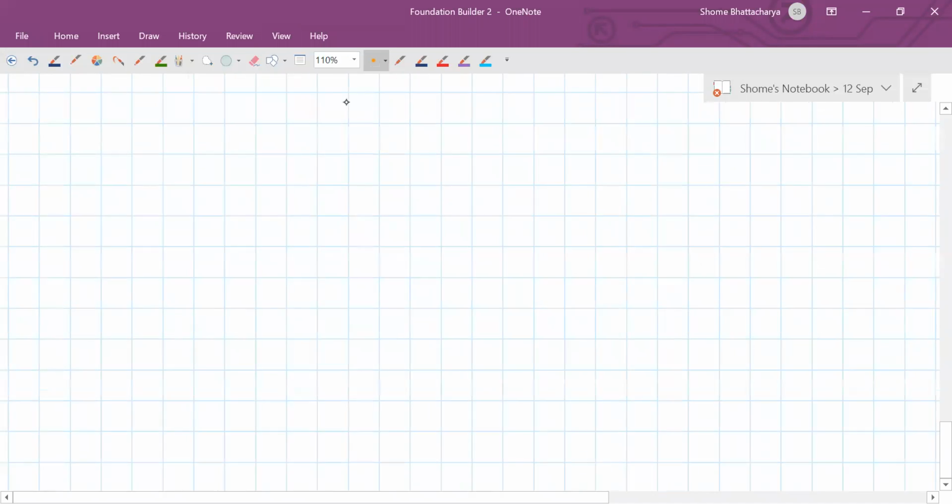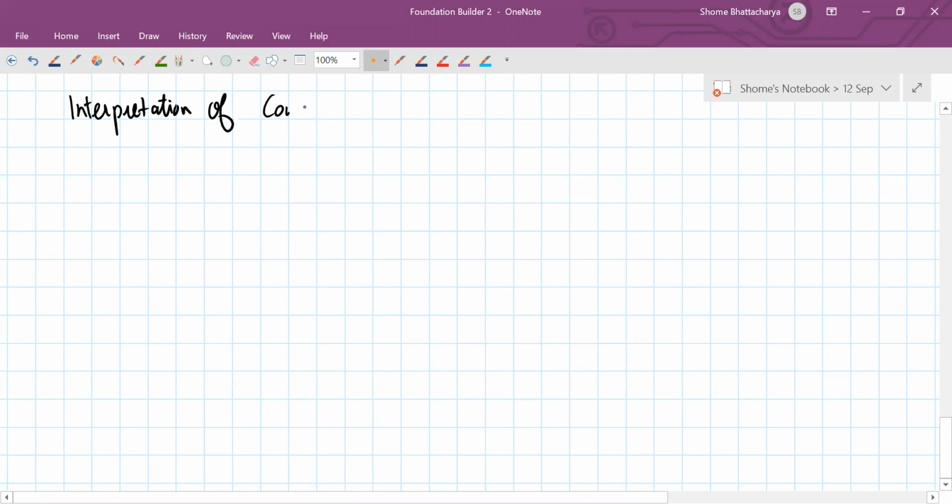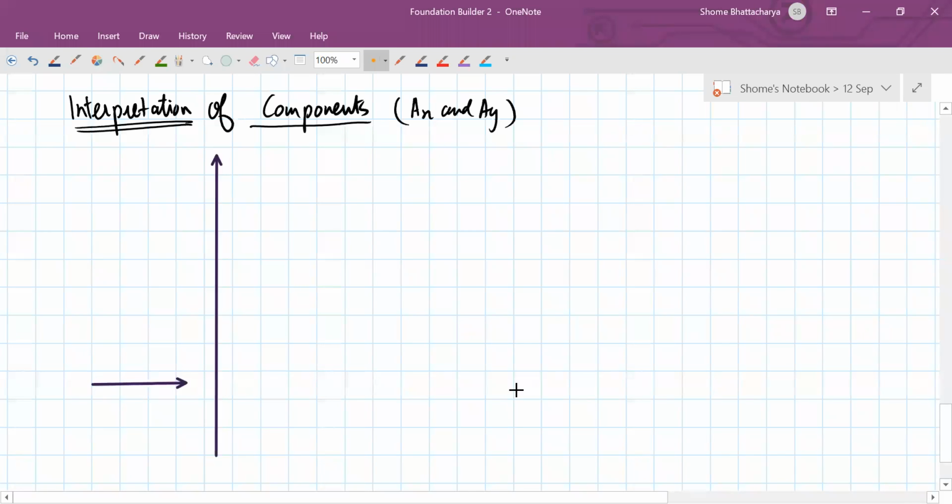Now next thing, interpretation of components. What is the meaning of the term components? How do we interpret ax and ay? So for that again we'll look at the geometrical shape of a vector closely, and we learn how to associate it with the components.